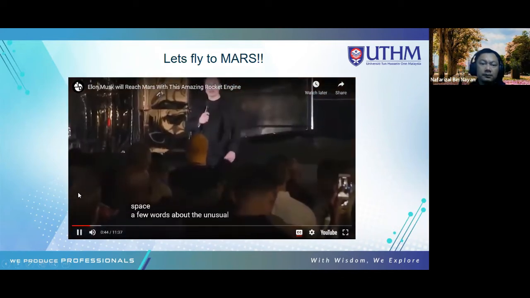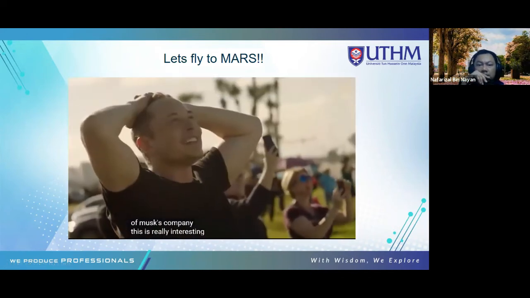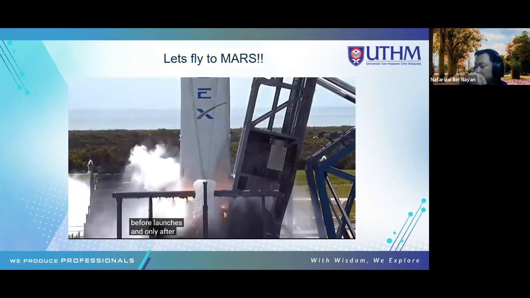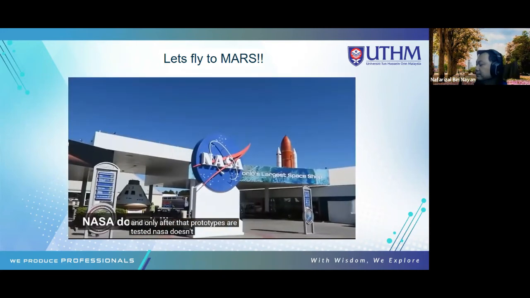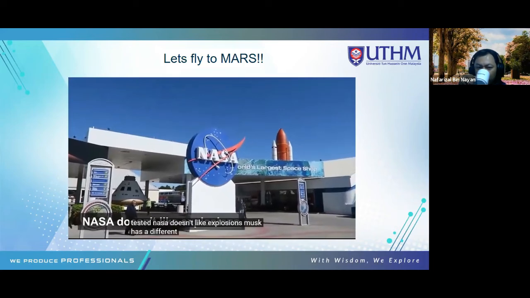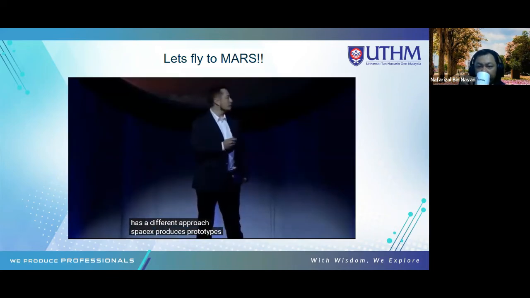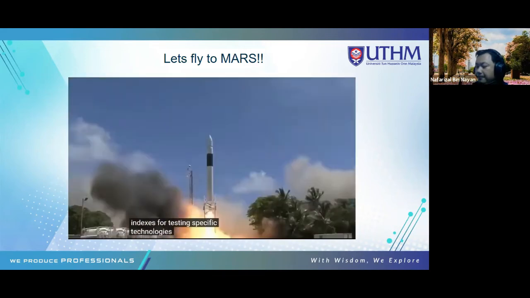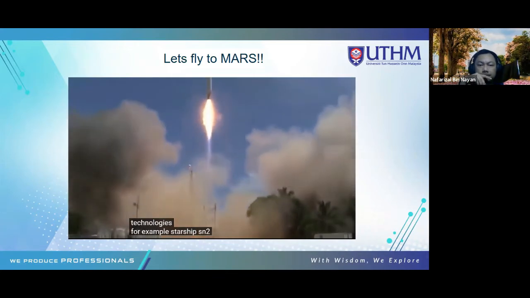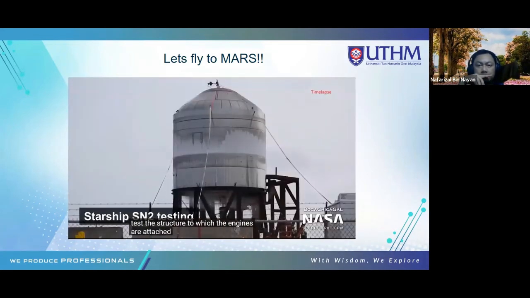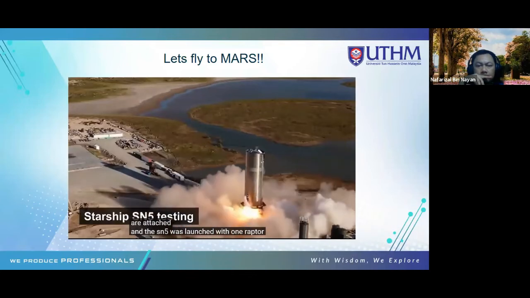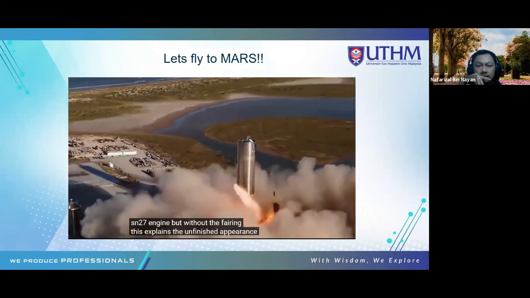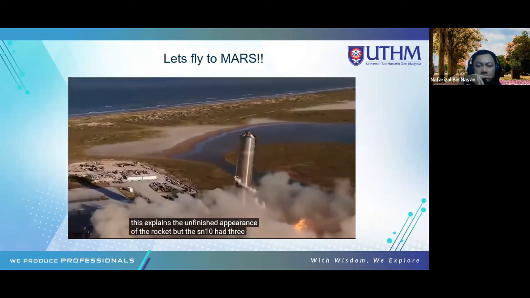A few words about the unusual approach of Musk's company. This is really interesting. Usually, computer simulations are carried out before launches, and only after that, prototypes are tested. NASA doesn't like explosions. Musk has a different approach. SpaceX produces prototypes of varying levels of readiness with the MK and SN indexes for testing specific technologies. For example, Starship SN2 was created to test the structure to which the engines are attached, and the SN5 was launched with one Raptor SN27 engine, but without the fairing. This explains the unfinished appearance of the rocket, but the SN10 had 3 engines.